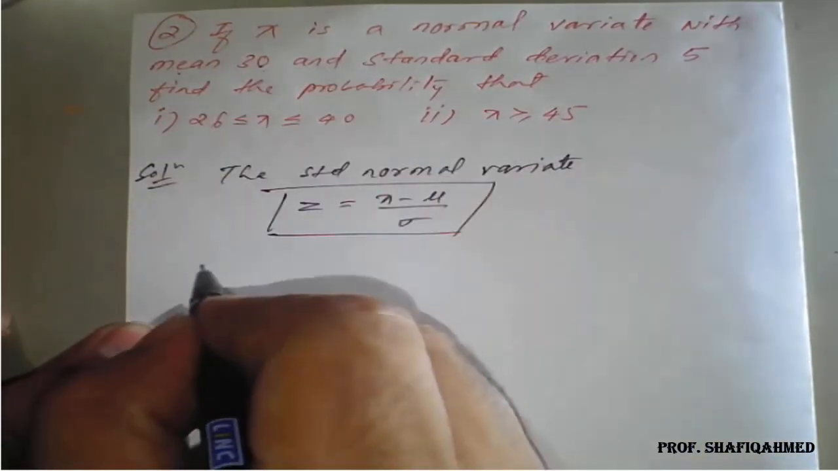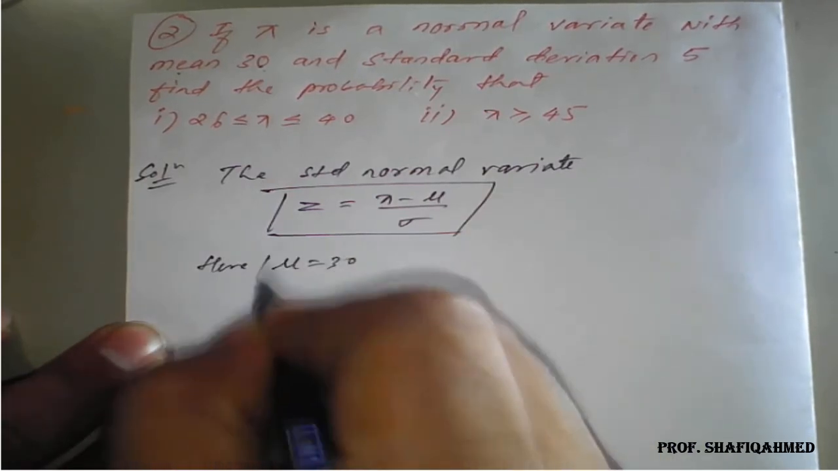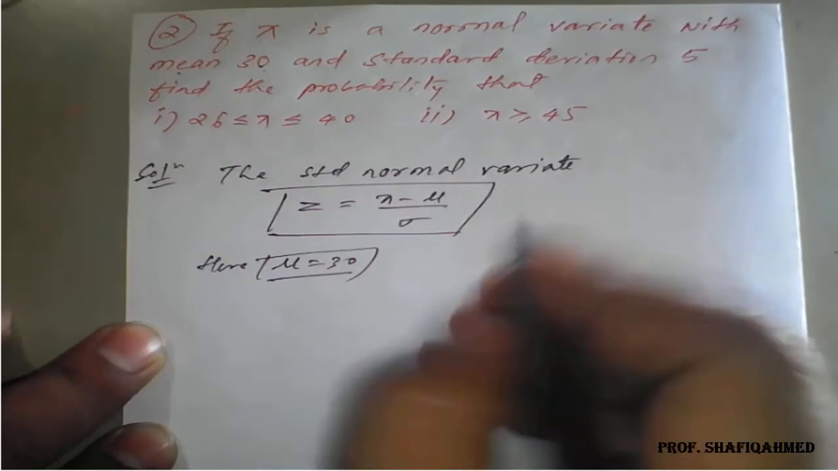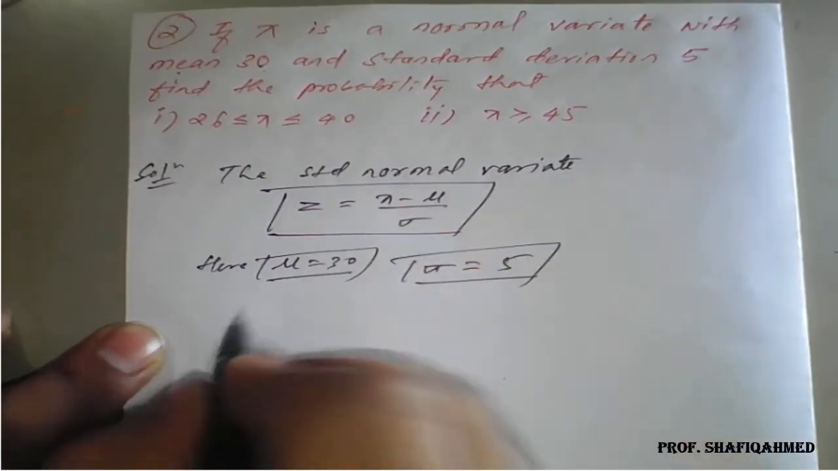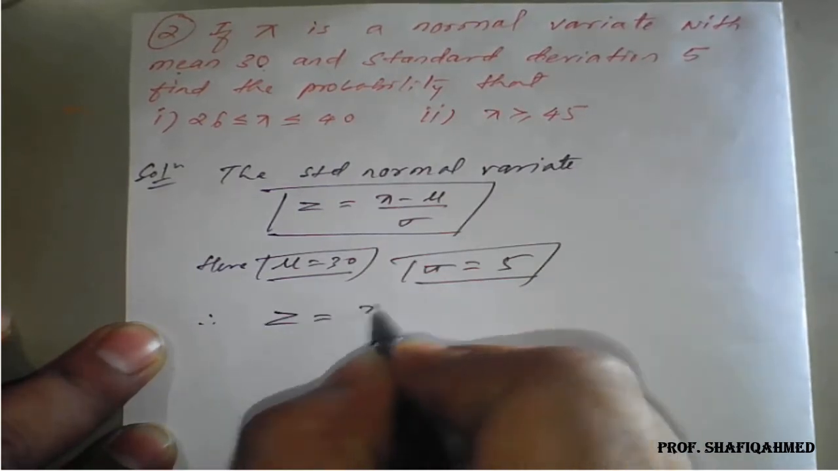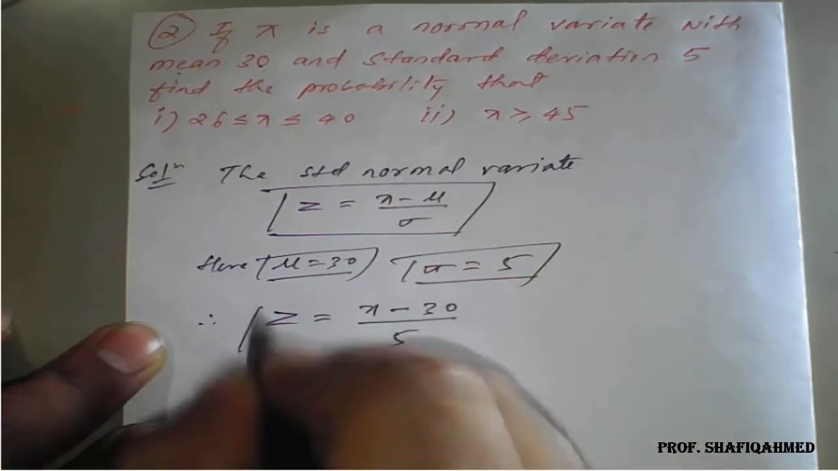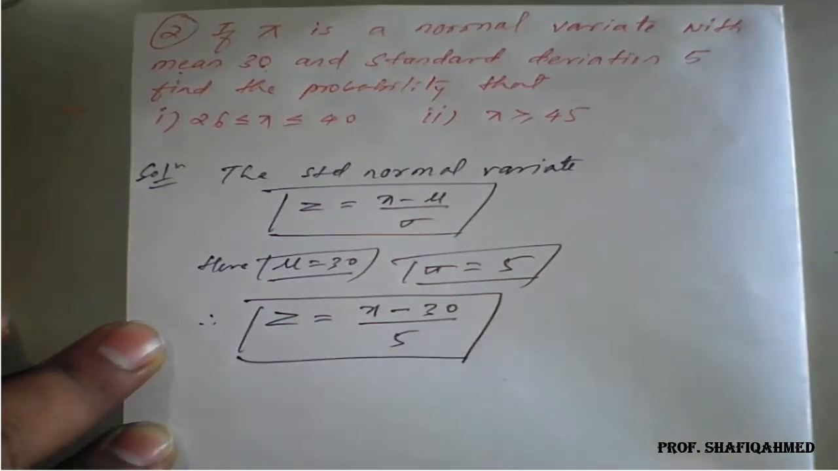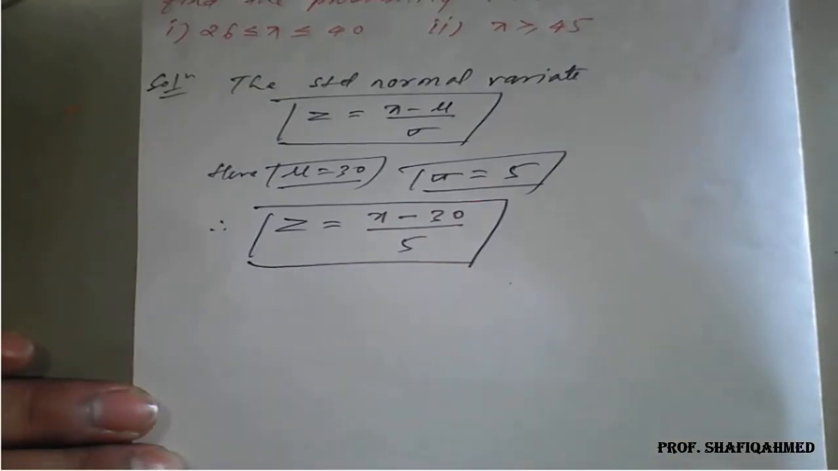They have given the mean is 30, so here the value of mu is 30, and the standard deviation sigma is equal to 5. Therefore z will become z is equal to (x minus 30) divided by 5. So this is a standard normal variate result. If you apply the value of x, we will get the exact value of z.